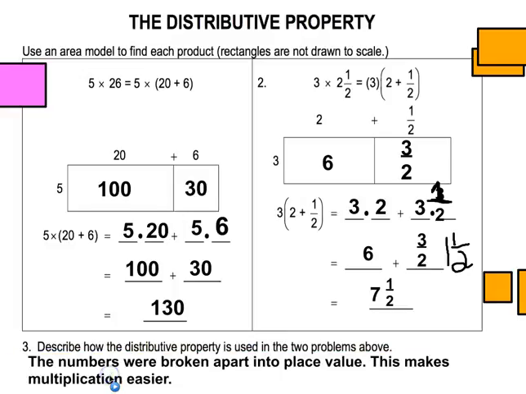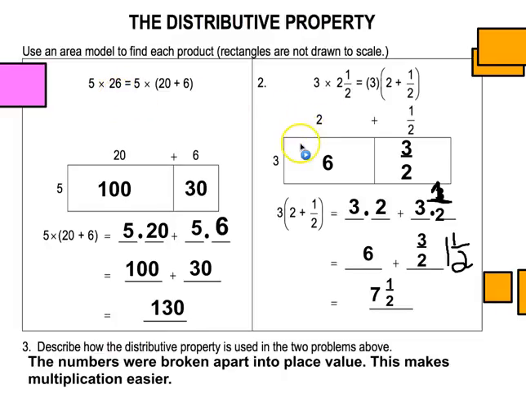Okay, so the numbers are broken apart into place value. That's clearly seen with 26. Can also look at it with the whole number and the fraction. And that made multiplication much easier. Okay, it's easier to add 130 to get 130 than to try and multiply 5 times 26 in your head.